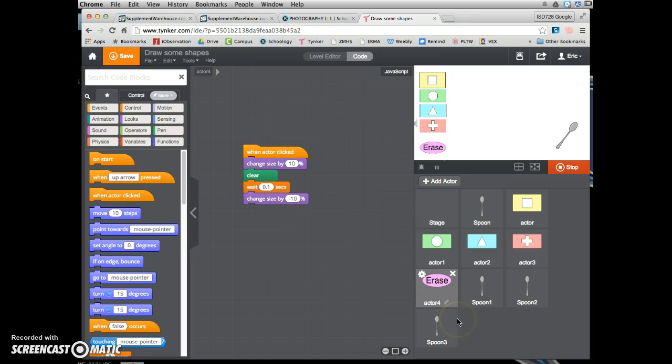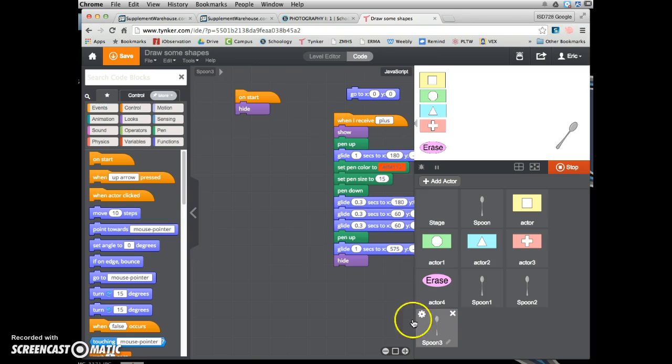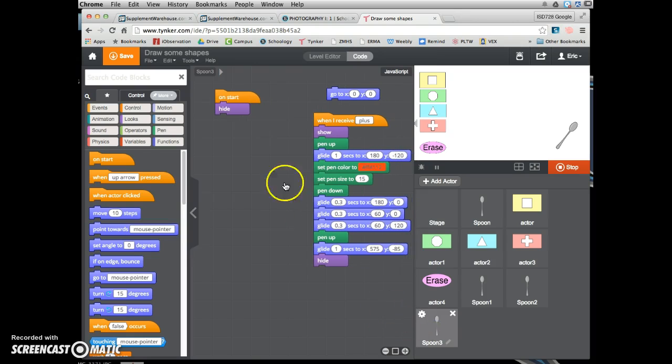Look at one of my codes for some of my actors. I know I have 4 actors: spoon, spoon 1, spoon 2, and spoon 3. On the plus sign, I use all 4 spoons. So look at one of his codes. His code just says it's hiding on the start, and when I see the plus sign, he's going to show himself with the pen up in the air, and glide to that starting point.